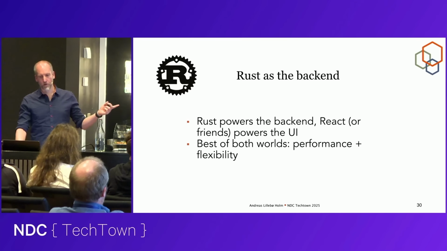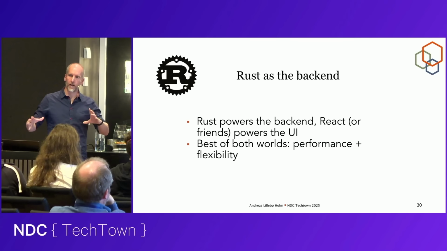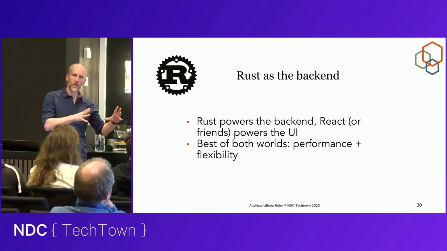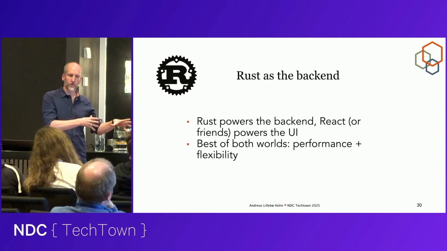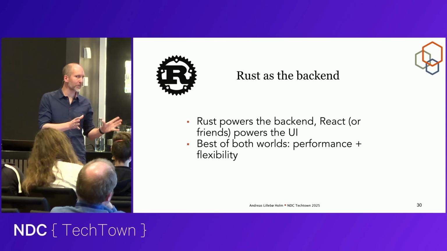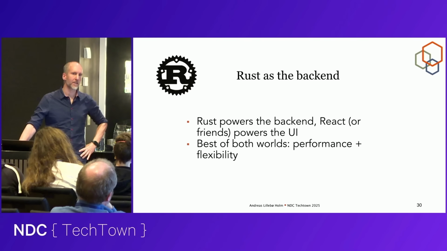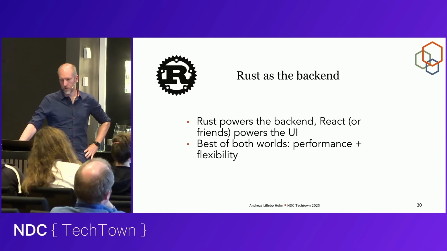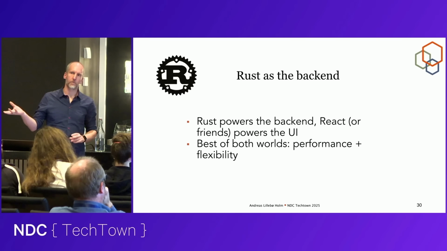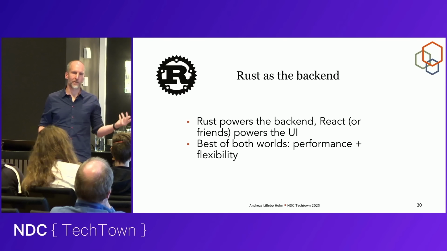So Rust powers the backend. Basically all the backend of a Tauri application is in Rust. There's no choice there now. I know there's some talk about embedding some C++ there, but there's nothing that works yet. And basically you can choose whatever framework you want on the front-end side. React or friends is what I'm saying.